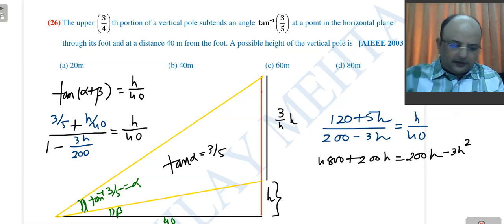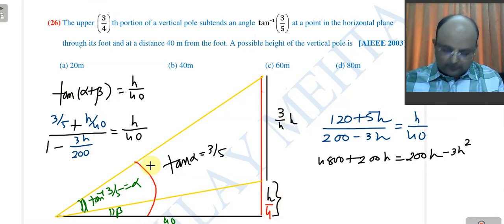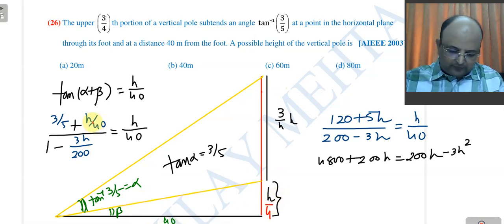That should be not h, it should be h by 4. So this is 10 alpha plus beta, that is h upon 40, that is correct, but 10 beta is h by 4 upon 40, that is h upon 160. So this is not 40, this is 160. So let me correct it carefully.